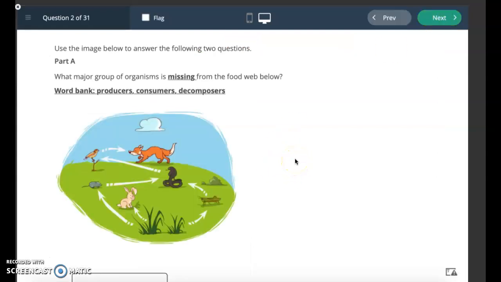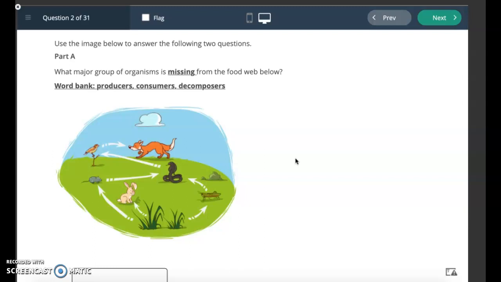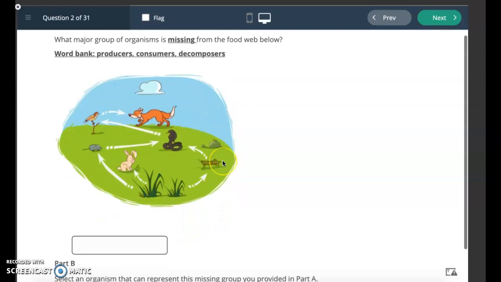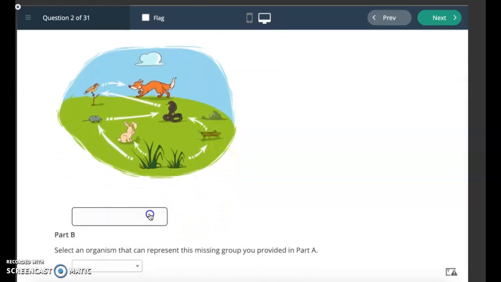Number 2, use the image below to answer the following 2 questions. Part A, what major group of organisms is missing from the food web below? Word bank: producers, consumers, decomposers. You're going to type the word that you think it is in the box.